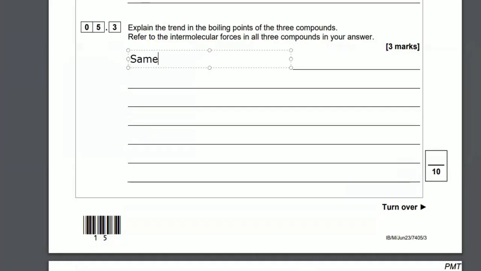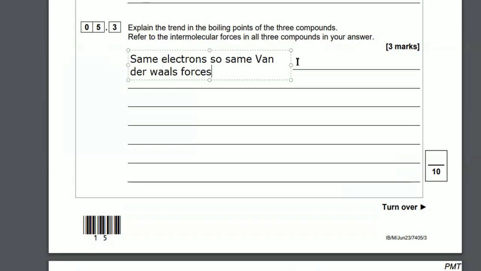Last bit. So here we go. 5.3, explain the trend in boiling points of the three compounds. Refer to intermolecular forces in all three compounds. Do you remember they said that they have the same amount of electrons? They don't give a mark for this on the mark scheme, which I find annoying, but same electrons, so same van der Waals forces.